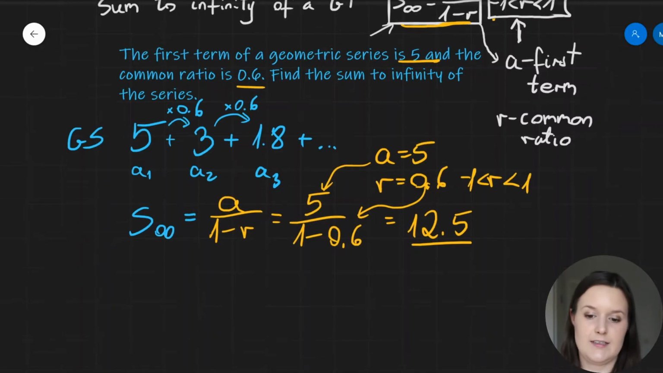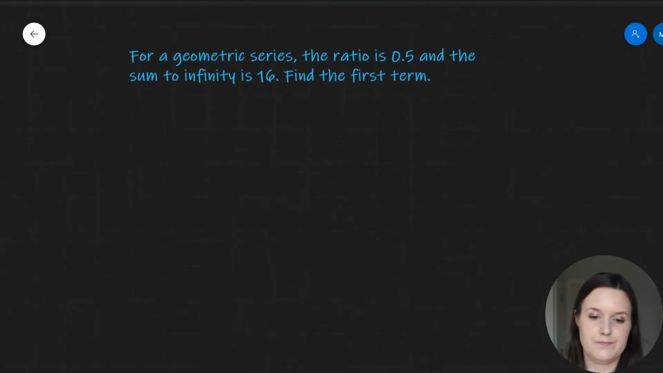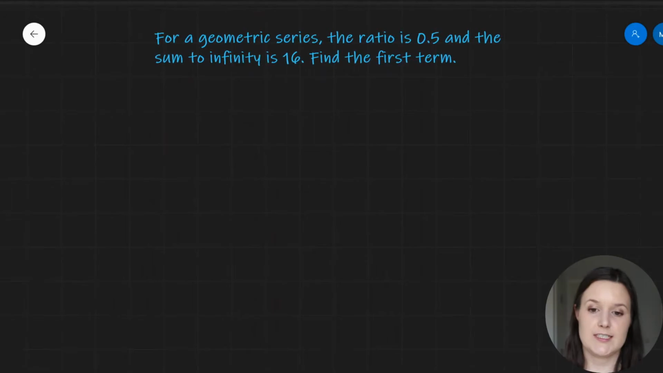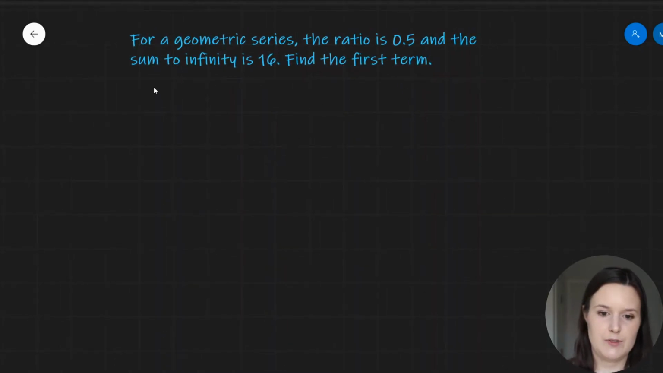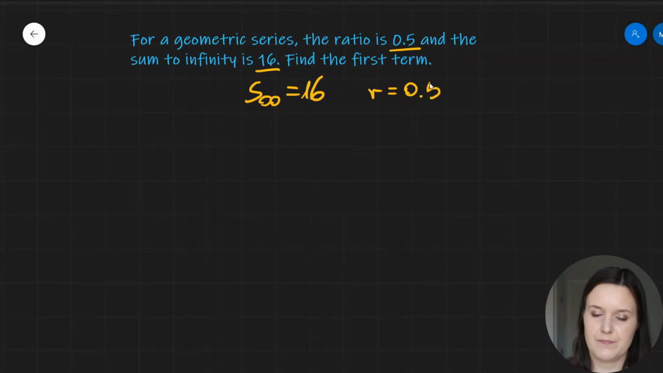Let's try another example. For a geometric series, the ratio is 0.5 and the sum to infinity is 16. Find the first term. Okay, so now we have the sum to infinity given. We know it's 16. The ratio of this geometric sequence is 0.5. The first term is something we have to find.